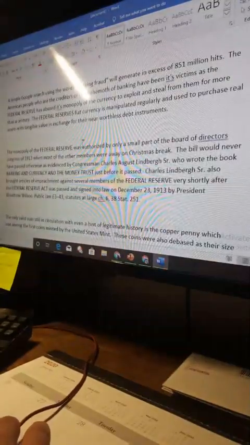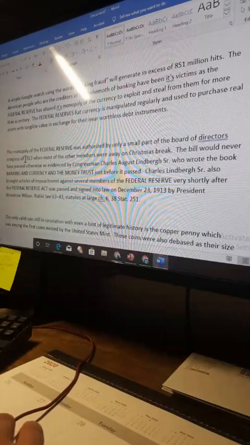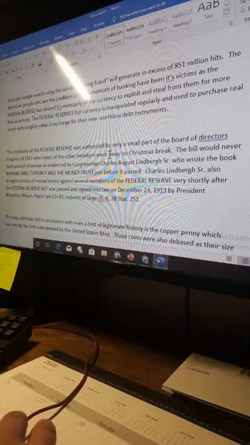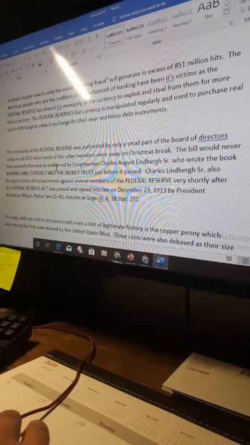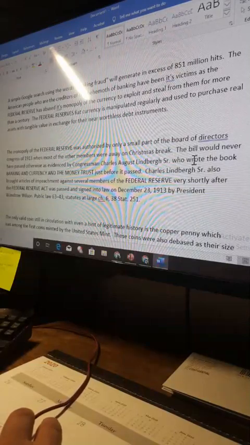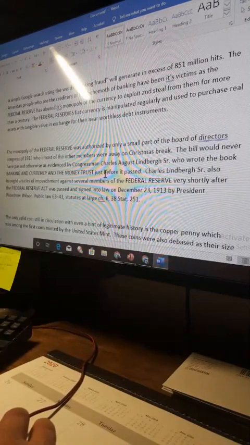The monopoly of the Federal Reserve was authorized by only a small part of a board of directors Congress of 1913, when most of the other members were away on Christmas break. The bill would never have passed otherwise, as evidenced by Congressman Charles August Lindbergh Sr., who wrote the book Banking and Currency and the Money Trust.